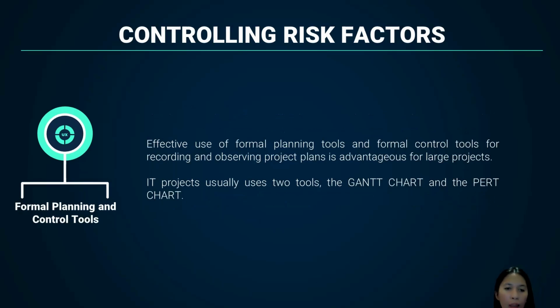Next is formal planning and control tools. Effective use of formal planning tools and formal control tools for recording and observing project plans is advantageous for large projects. IT projects usually use two tools, the Gantt chart and the PERT chart. In IT projects, they usually use monitoring or control tools to observe if the project is going on schedule and on the right track.